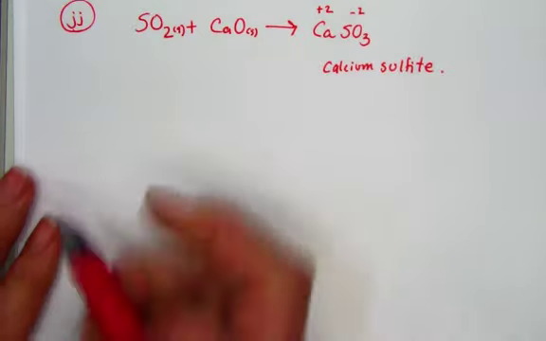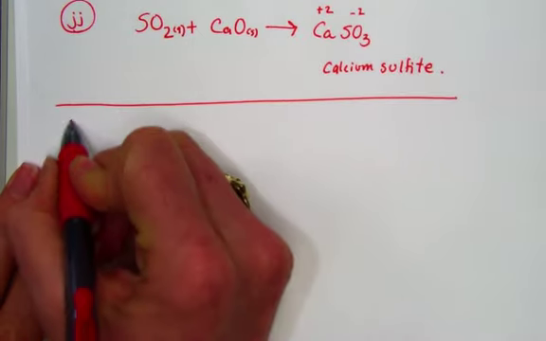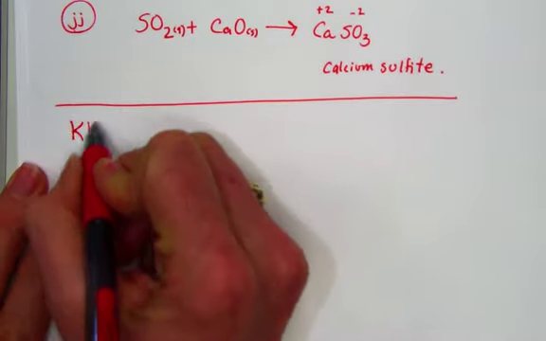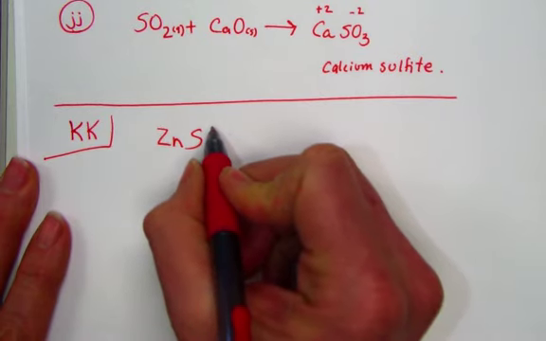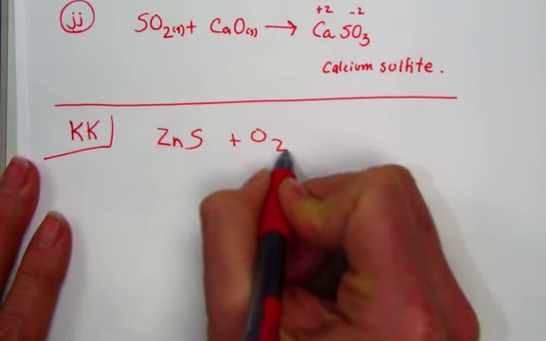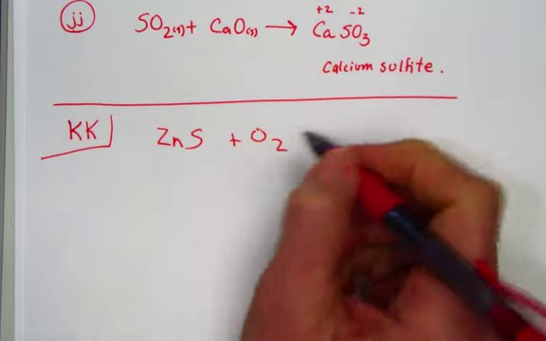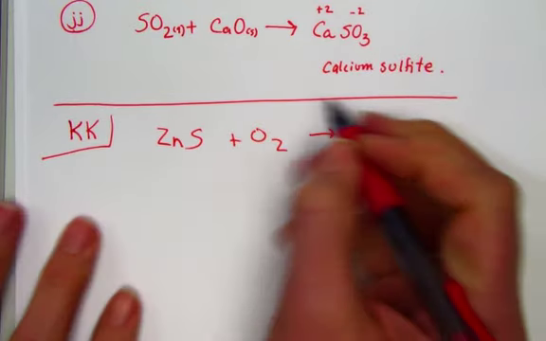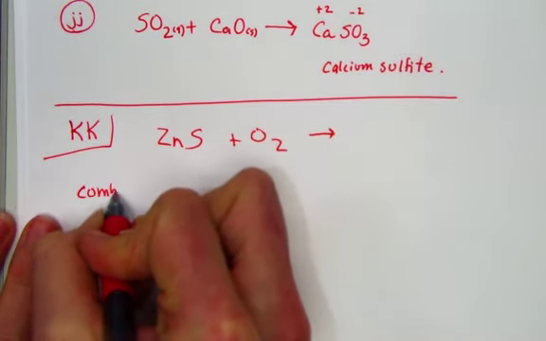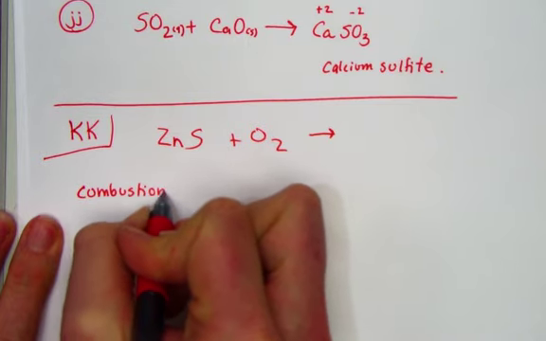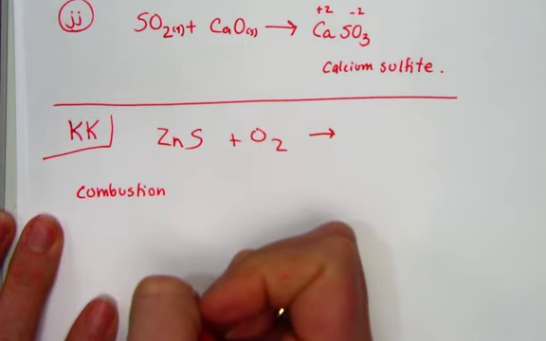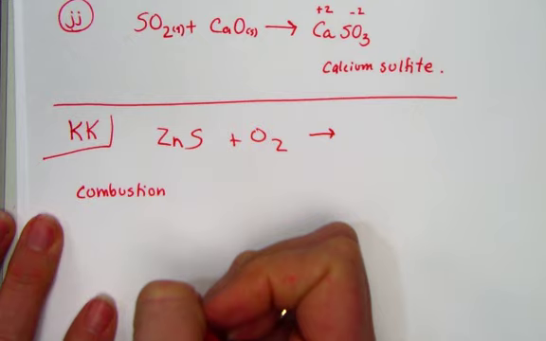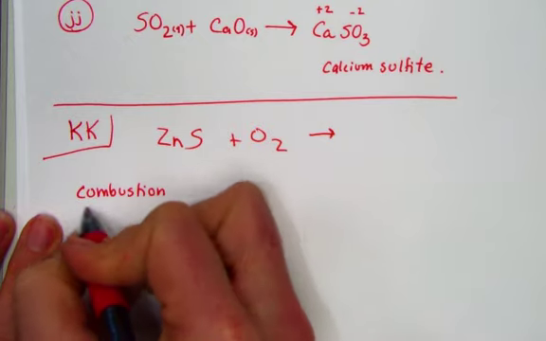In letter KK, solid zinc sulfide, ZnS, heated over excess oxygen. So here's what I'm thinking. When I'm burning something, heating strongly with oxygen, I want to think in my head that it's following a combustion pattern. I have a little note to myself to look back at letter G. We did something very similar in letter G.